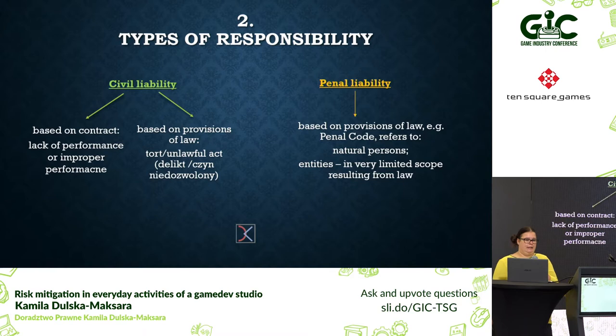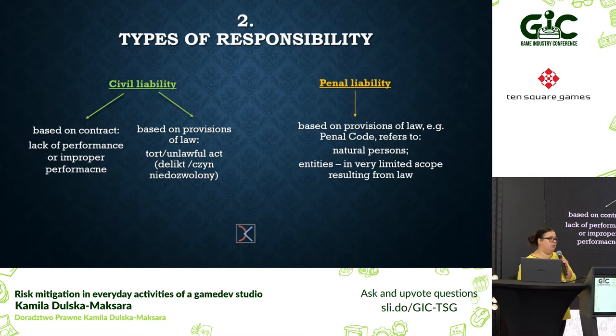This is Article 415 of the Civil Code. It just says that whoever caused damage to another through his own fault, which is very important because you need to be at fault, is obliged to repair it. So if you are speeding and you cause an accident, your responsibility is the civil one.